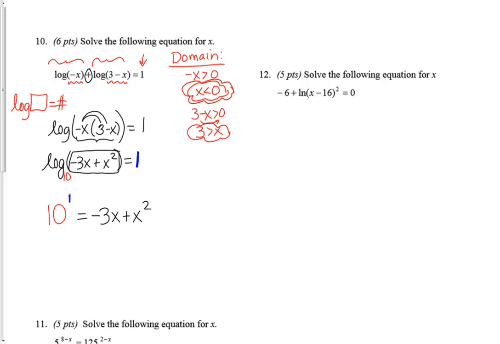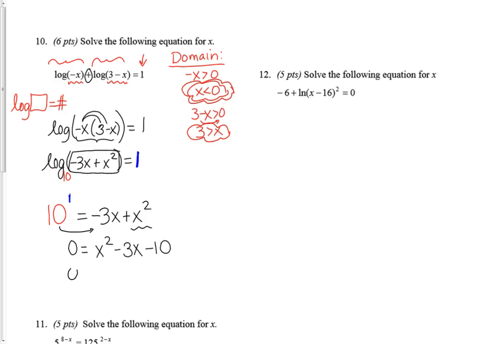This is a quadratic expression because it has an x squared in it. To solve a quadratic, I like to have it equal to 0. I'm going to move everything over to the right because I like to keep my x squared positive. I'll write the x squared first and then the minus 3x because that's the standard form for a quadratic. To move the 10 over to the right, I'm going to subtract 10.